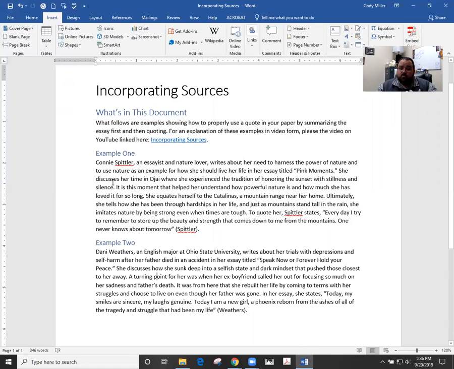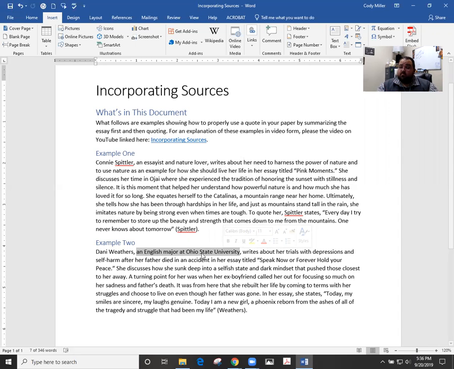So I want to show you in each one of these examples that the ACTS is in fact present. So in example 1, you'll notice Connie Spitler starts the summary. And in essay 2, you'll notice that Danny Weathers starts the summary. So that's their name. Following that, you'll notice that Connie Spitler is referred to as an essayist and nature lover. And then in example 2, Danny Weathers is referred to as an English major at Ohio State University. So we have author and credential for each one.